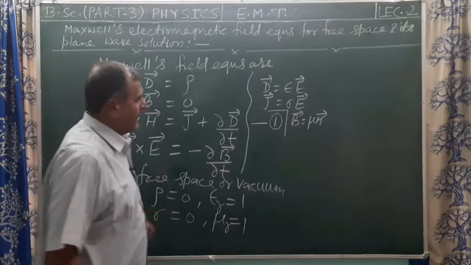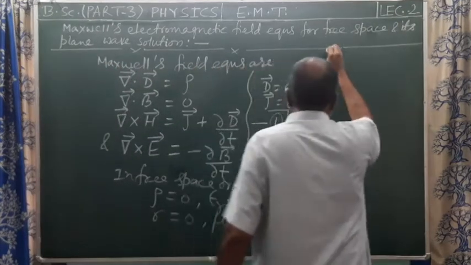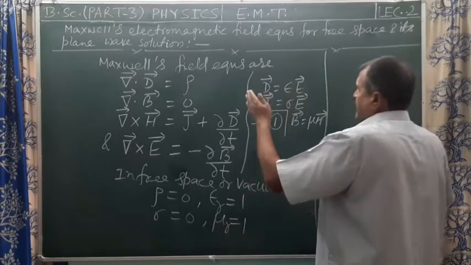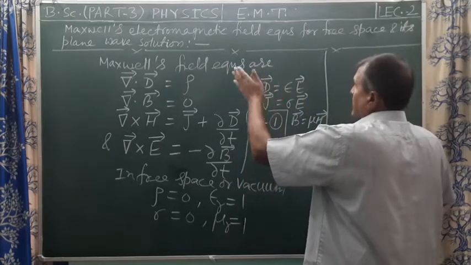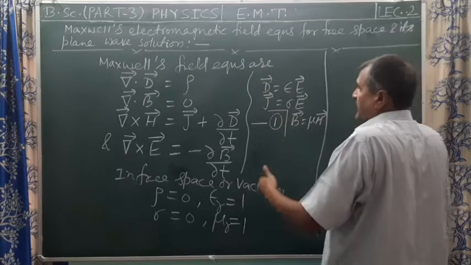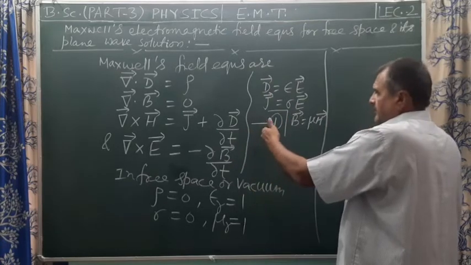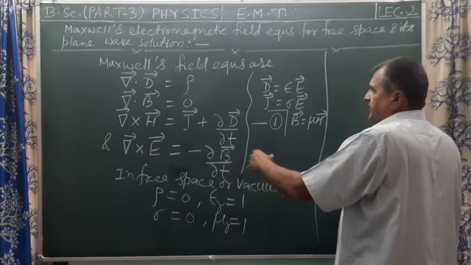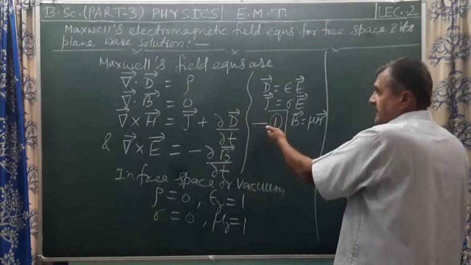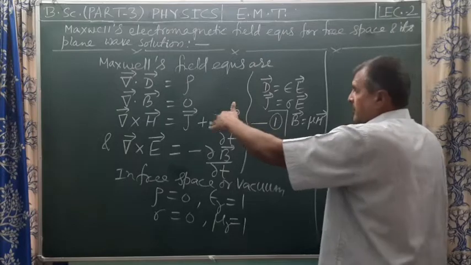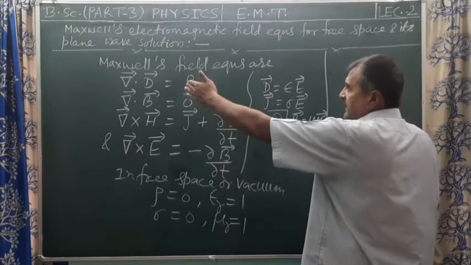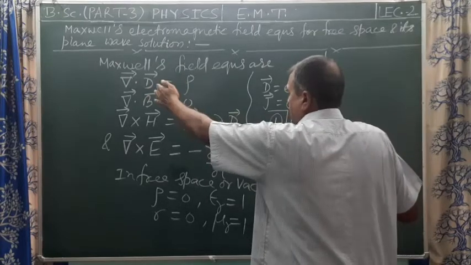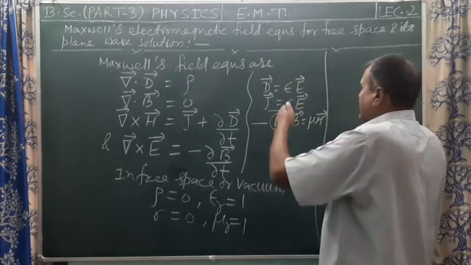So in free space or vacuum, we have to obtain Maxwell's electromagnetic field equations first. Equation 1, that is equation 1a, 1b, 1c and 1d, a set of 4 equations is represented by equation 1. In equation 1a, divergence D is equal to rho. D can be replaced by epsilon into E.